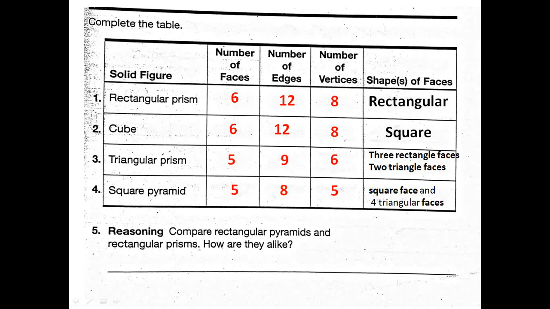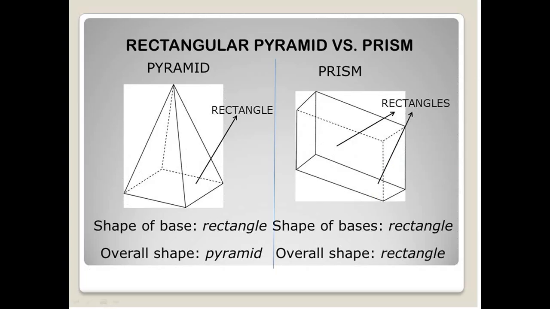The last question, reasoning. Compare rectangular pyramids and rectangular prisms. How are they alike? In what? Let's see the next slide. I want you to draw this in your book and write as well. So the rectangular pyramid versus the prism. The rectangular prism. This is the pyramid.